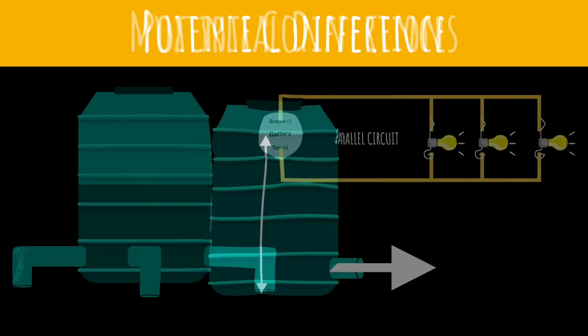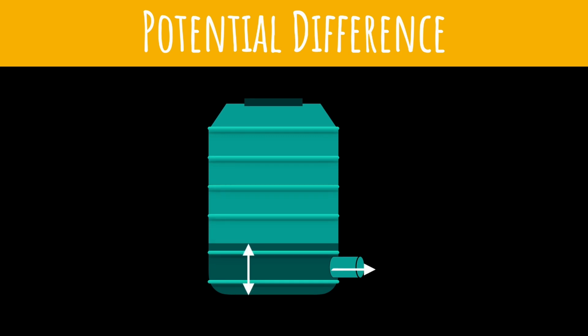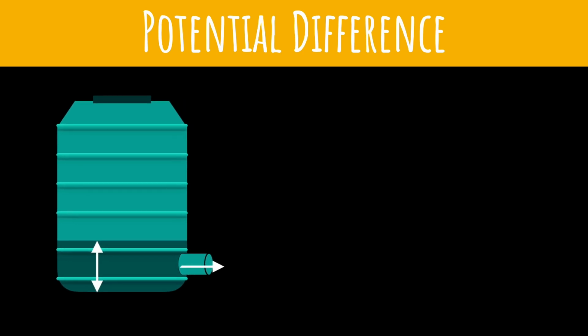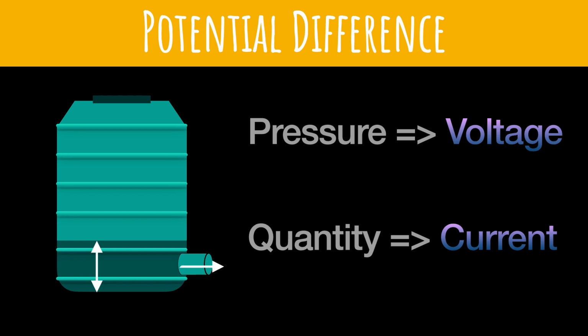We'll start looking into what voltage and potential difference means. In the water tank analogy, the potential difference basically refers to the pressure of water that's coming out of the pipe. As you know, when the water tank is full of water, the pressure is going to be high, and when the water is pretty low, then the pressure is going to be low. So the pressure of the water from the outlet corresponds to the voltage, and the quantity of water that is coming out of the pipe corresponds to current.